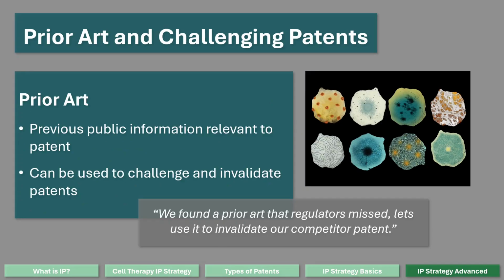Prior art refers to any previously disclosed public information that is relevant to the patent. The IP strategist usually will mention the closest prior art while preparing a patent application. The existence of close prior art will narrow a claim and limit its scope. Remember that a patent does not always guarantee exclusivity. It can be challenged and invalidated. If prior art is found for a patent that has not been discovered by regulators, it can be challenged and removed.